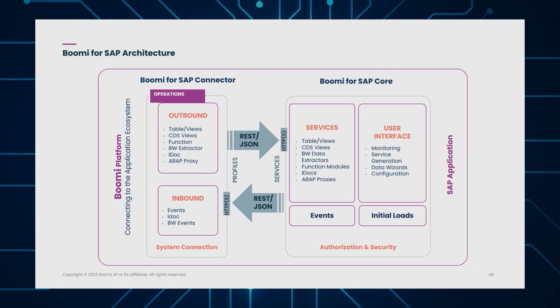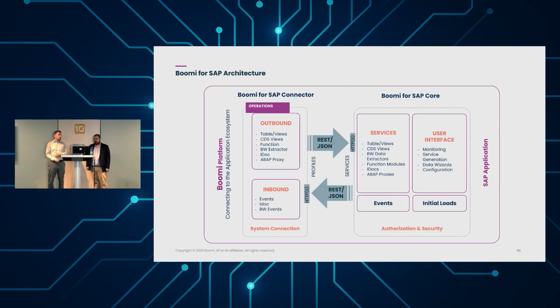Okay, so it's about extracting table views. You can get BW data, function modules that are already there. You use your iDocs. You can use eventing with business objects and change pointers. So there's a lot of things you can do with it. But why do we actually want to do it?